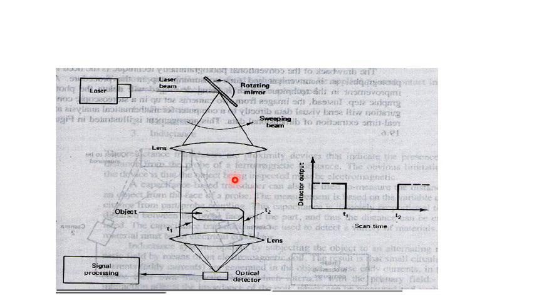In this figure we can see there is one laser source which will emit the laser. Then a rotating mirror is used to deflect the laser beam. Then using the lens it will focus on the object. Whatever object comes into the path, it will give the image of that on the optical detector, and it will convert it into a processing signal. So that is our second method.